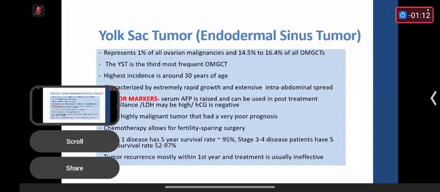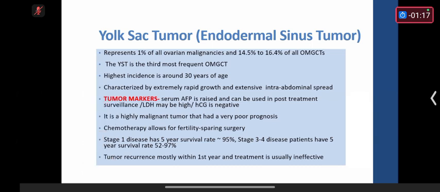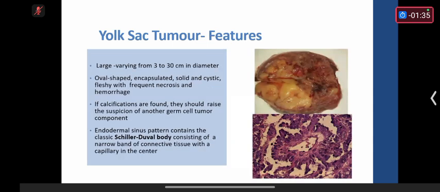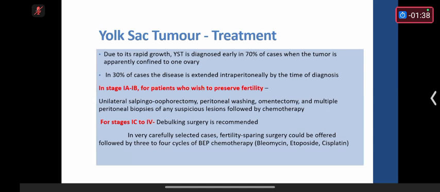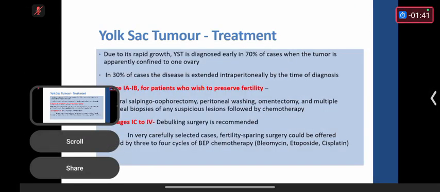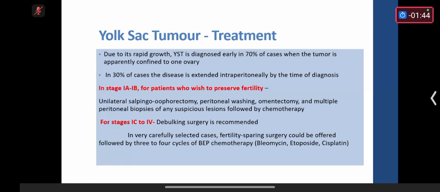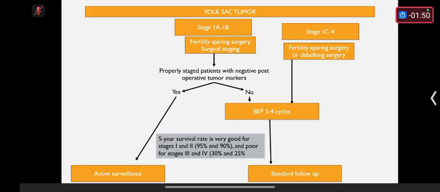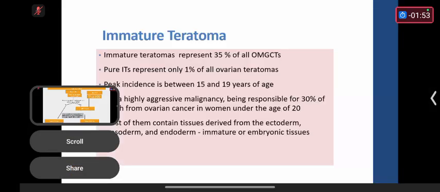Yolk sac tumors, the serum marker is alpha fetoprotein, and it is the third most frequent malignant germ cell tumor. Highest incidence is around 30 years of age, and it is highly malignant with a poor prognosis. Chemotherapy allows for fertility sparing surgery. So, for stage 1 disease, you can go ahead with fertility sparing treatment followed by chemotherapy. For stage 1C to 4, again debulking surgery is recommended, and you need to give them 3 to 4 cycles of BEP chemotherapy. This is again the same algorithm for yolk sac tumors.